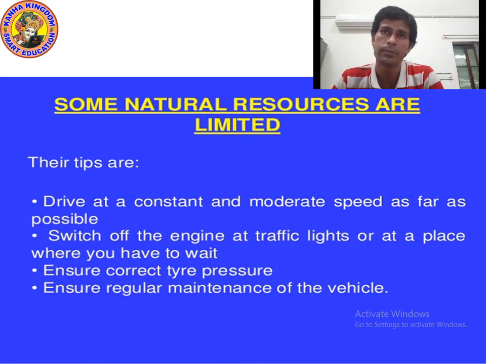First of all, drive at a constant and moderate speed as far as possible. When you are driving your bike or car, you should drive at moderate speed, not too fast and not too slow. And switch off the engine at traffic lights or at any place where you have to wait. When you see the red signal, you should switch off the engine. It will save 20% petrol.